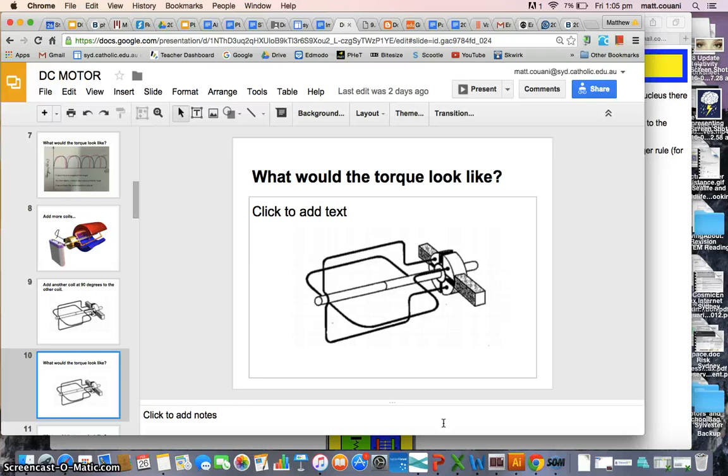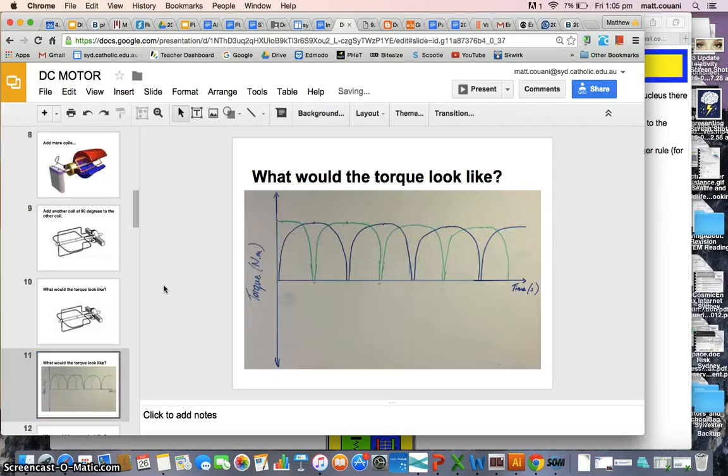Alright, well let's see what it looks like. So I've got this, get rid of that. What would it look like? Well, each side of the coil would experience a torque that looks like this: I've got one coil experiences a torque, the one in green, and the other side of the coil experiences a torque, that in blue.